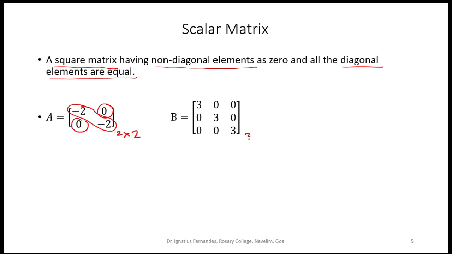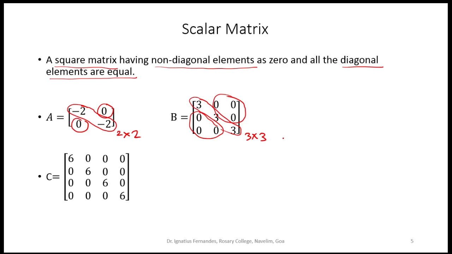Here also this is a 3 by 3 matrix. All the diagonal elements are equal, that is 3, and the non-diagonal elements are 0. You can also say that this is a diagonal matrix with all the diagonal elements the same, and that we say is a scalar matrix. The same way, this is a 4 by 4 square matrix. All the diagonal elements are the same and all the non-diagonal elements are zeros, so it is a scalar matrix of order 4.